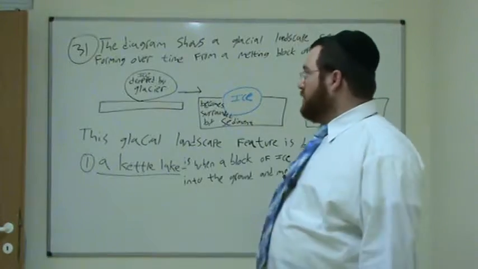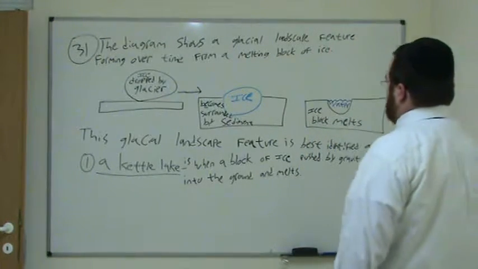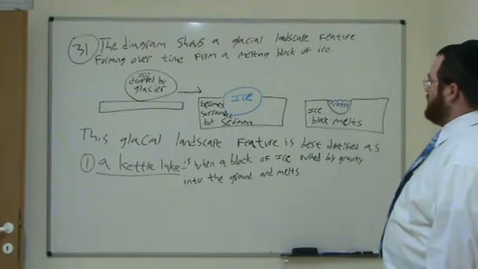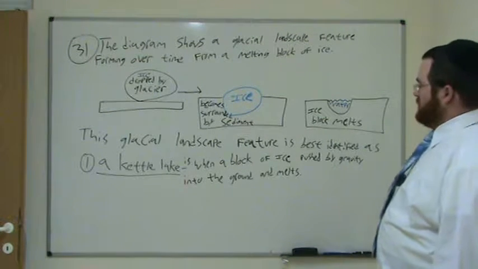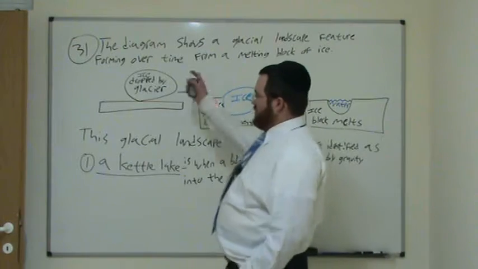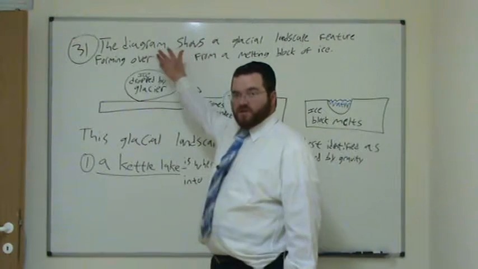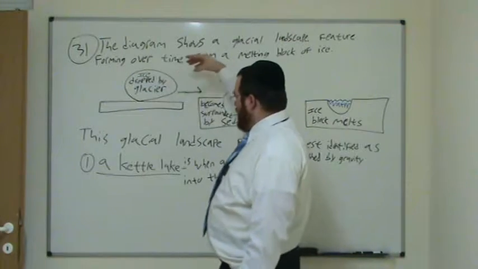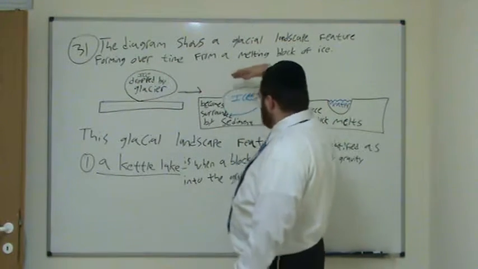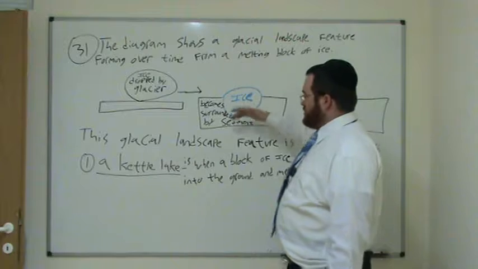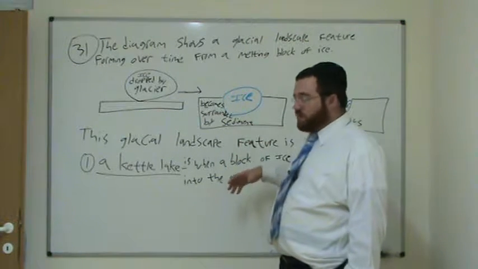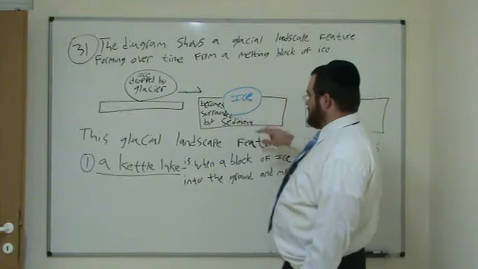Question 31. The diagram shows a glacial landscape feature forming over time from a melting block of ice. So they show you three parts. The ice is dropped from a glacier and it lands on the land. After a long period of time, its weight pushes its way into the sediment. So it becomes surrounded by sediment.